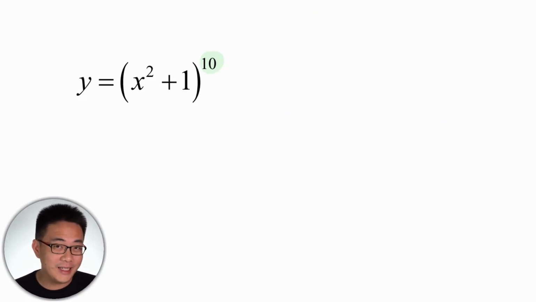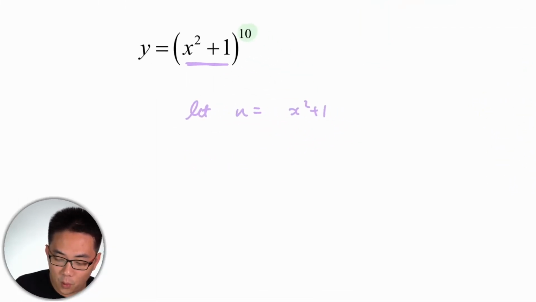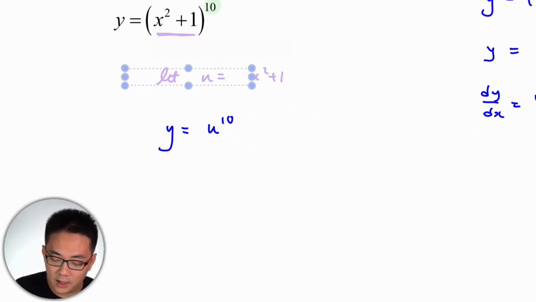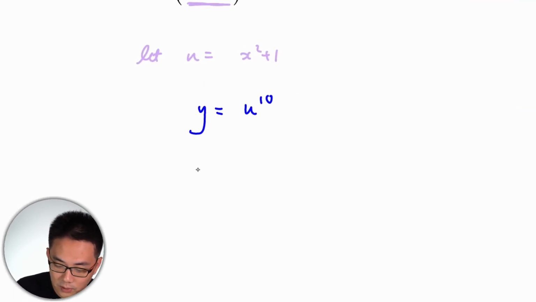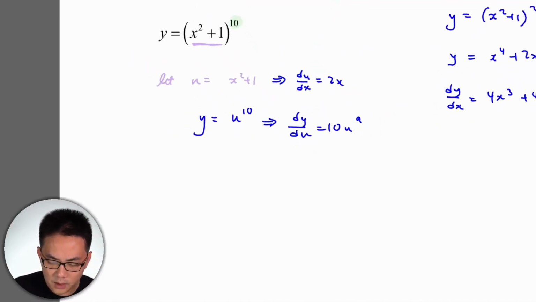So what you need to employ is the chain rule. What the chain rule does is you let the variable be x squared plus 1. In other words, let u equal x squared plus 1. We're going to convert y in terms of u, so this is u to the power of 10. Then du/dx will just be 2x, as you differentiate u with respect to x, and dy/du is 10 u to the power of 9.